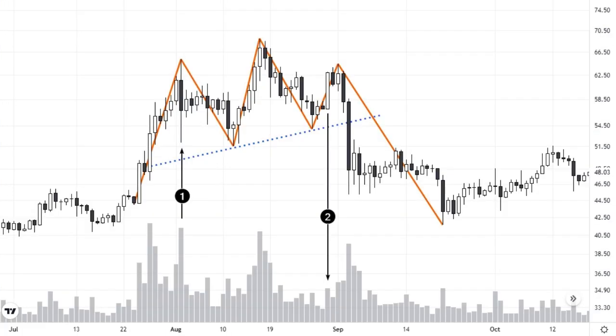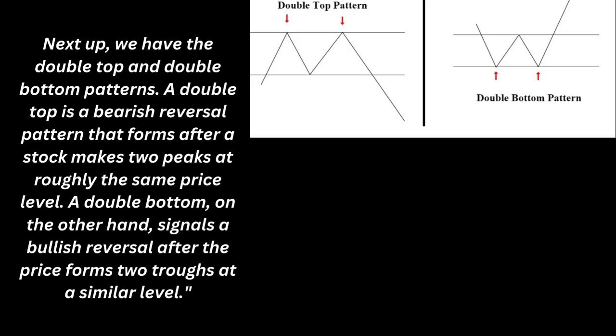Next up, we have the double top and double bottom patterns. A double top is a bearish reversal pattern that forms after a stock makes two peaks at roughly the same price level. A double bottom, on the other hand, signals a bullish reversal after the price forms two troughs at a similar level.